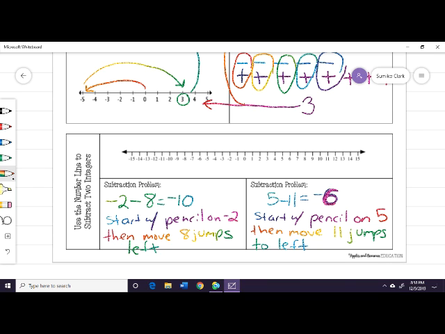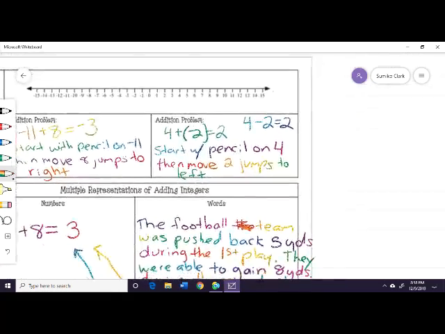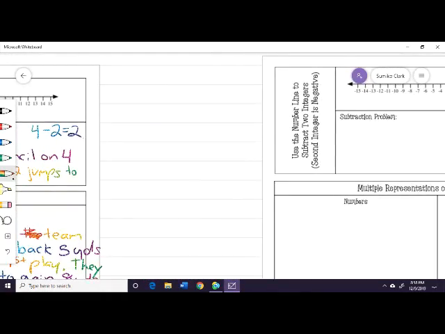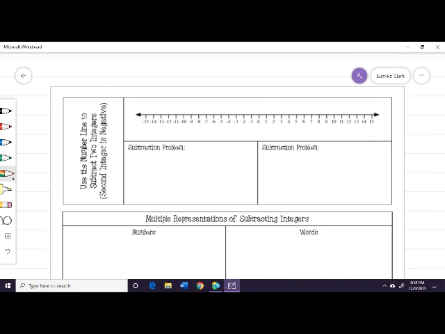Okay, let's go ahead and look at another subtraction problem. So this is, once again, we're subtracting 2 integers, but the difference is that this one, the second integer, is negative. Okay, we're subtracting a negative number. So let's look at negative 1 minus negative 8.